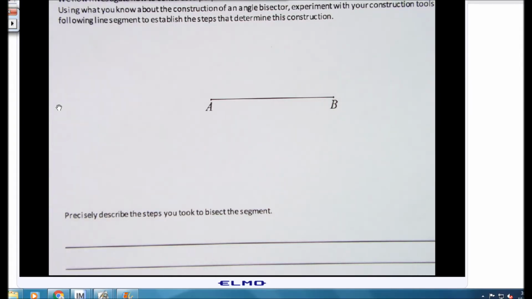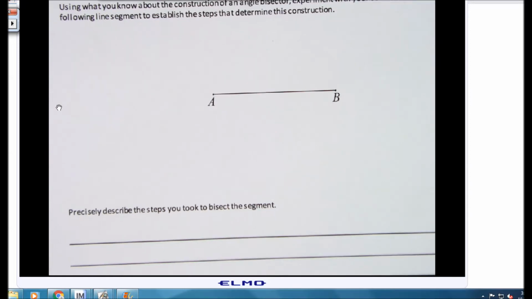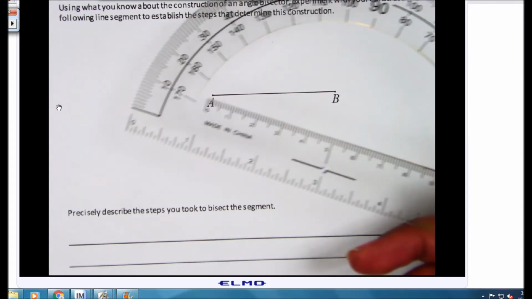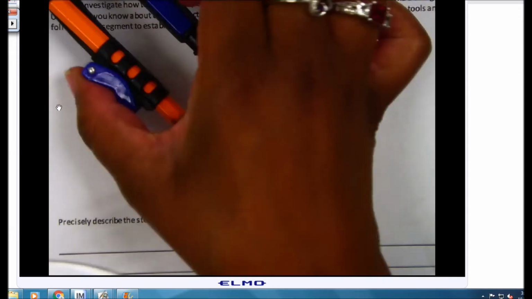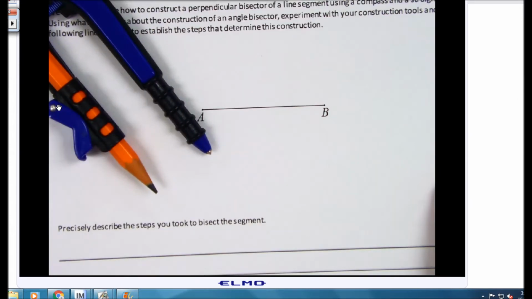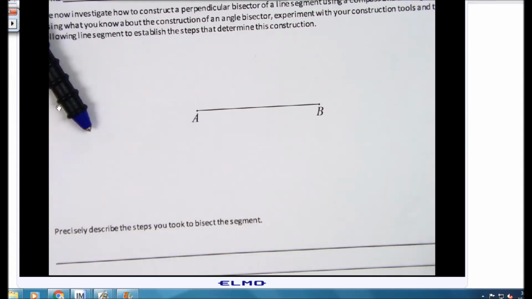In this lesson, we are going to go through the steps of constructing a perpendicular bisector of a line segment using a compass and a straight edge. Here's my straight edge, which is a protractor, and here is my compass. So we have line segment AB, and we're going to take these quick steps to bisect the segment. Once we bisect the segment, we will have constructed the perpendicular bisector.